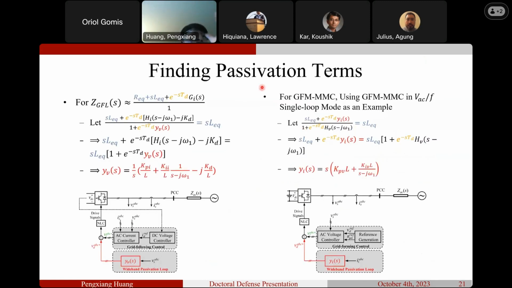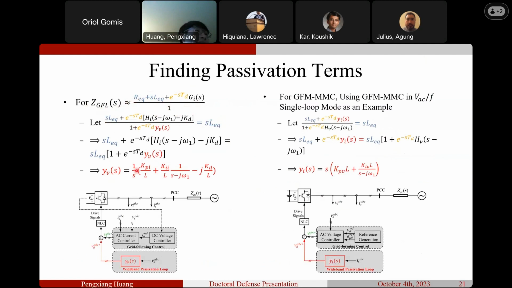Finding the passivation terms is another story. So I give two examples. One is for grid following MMC. If you have this expression, and let's neglect R_eq because that's inherent passive damping. So we don't want that to enroll in the passivation reshaping process. So we just neglect that part and let this whole form equal to sL_eq.